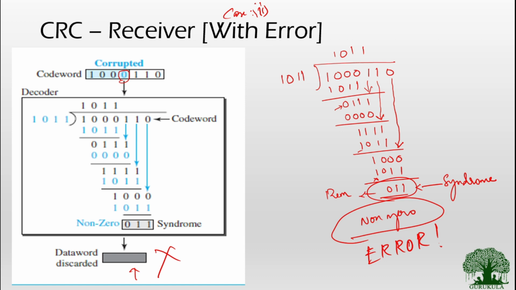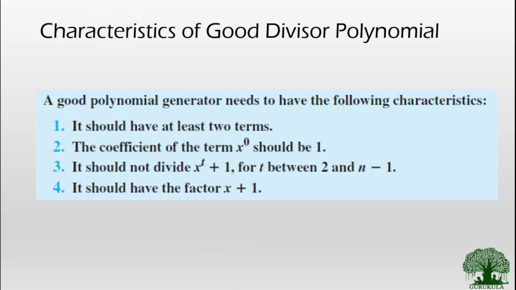But in real-time situations, CRC is of a very standard format, and these are all the standards. Before getting into the standards, we will look at the characteristics of a good divisor polynomial. This is why I mentioned earlier that we do not have the freedom of choosing our own divisor. So these are the 4 characteristics which a divisor polynomial should satisfy. The first criterion is that it should have at least 2 terms, so at least it should have the coefficient of x and then x to the power of 0. The coefficient of the term x to the power of 0 should always be 1. It cannot be 0.